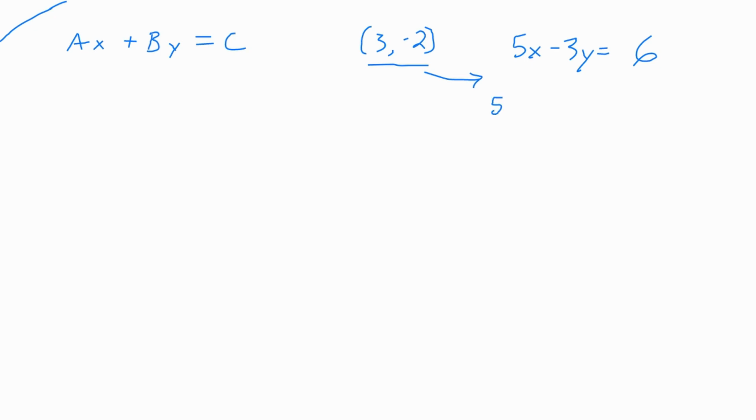Let's do that. 5 times x, I guess, would be 3, minus 3 times negative 2 equals 6. Let's simplify this down. That means 15 plus 6 equals 6. What are you thinking, Bryn? A little surprising, huh?